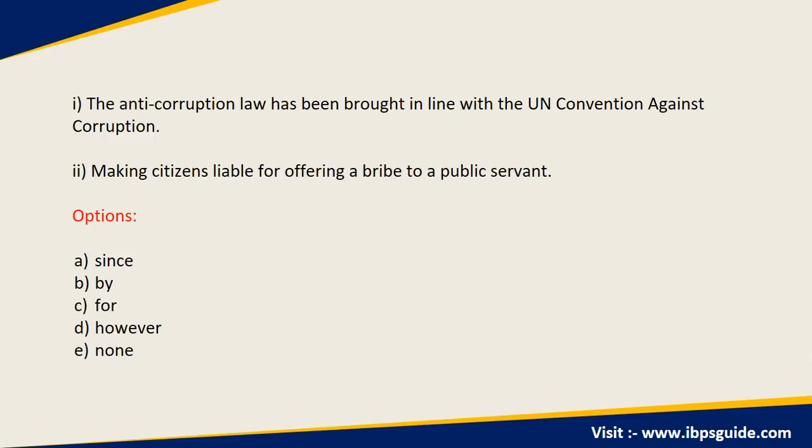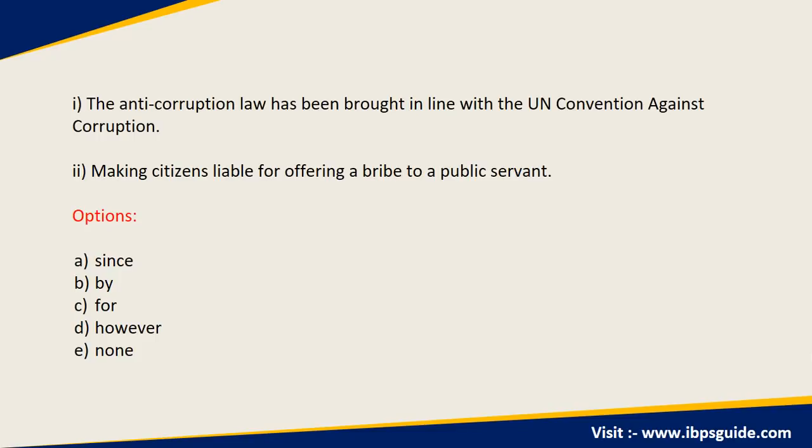In this sentence, we know that there is a cause and effect relationship, which means we can use by in its first usage, meaning you can use it to say that it is a means to achieve something or a method to achieve something, right? Because as discussed earlier, the second sentence is the method we used to achieve what happened in the first sentence. Okay, so the anti-corruption law has been brought in line with the UN Convention Against Corruption by making citizens liable for offering a bribe to a public servant.